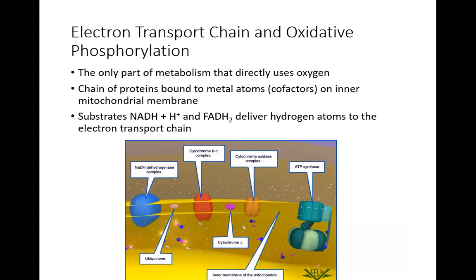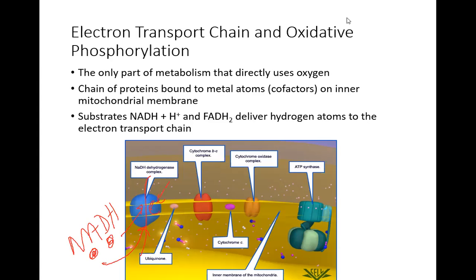What will happen is that the NADHs with their high energy electrons will be drawn towards these enzymes, and they will give up their electrons. And the hydrogens will end up getting pumped across the membrane into the space between the inner and the outer membrane.